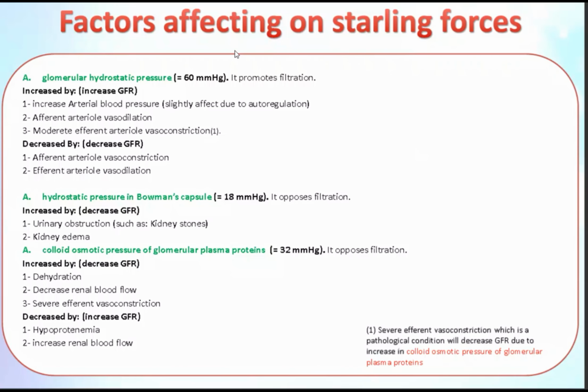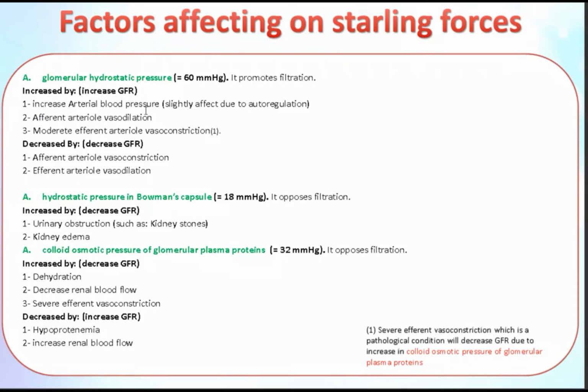So if you see the factors affecting Starling forces, that means glomerular hydrostatic pressure, hydrostatic pressure of the Bowman capsule, and colloidal osmotic pressure of the glomerular plasma proteins, they all increase or decrease GFR. How they increase or decrease, I will discuss here. So glomerular hydrostatic pressure is 60 mmHg, which promotes filtration. That means it increases the GFR.